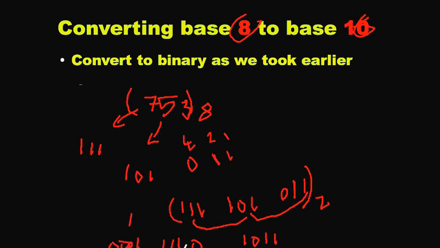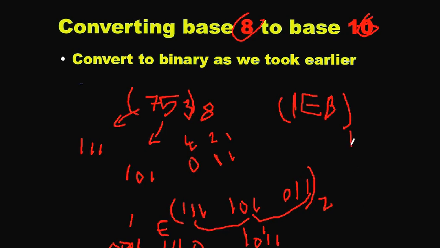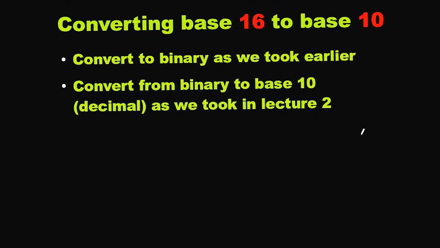So this is 1. This is what? 8 and 4 is 12 and 2 is 14, which is E. And what's this? 8 and 2 is 10 and 1 is 11. So that will be what? B. So my number, this octal number in hexa is what? 1EB. 1EB, we say base 16.